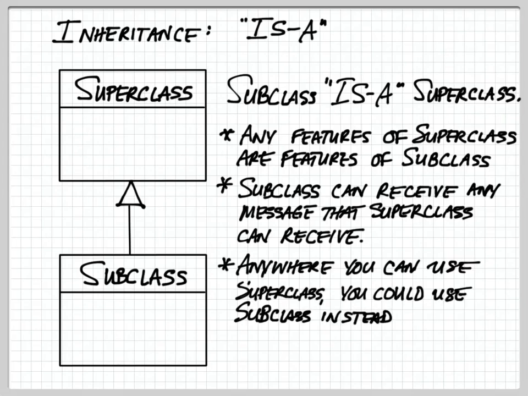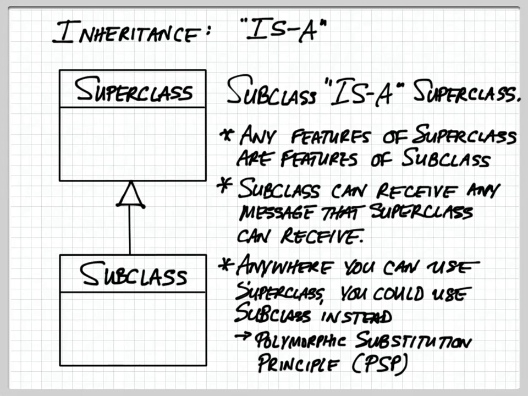And this leads to something that we call the polymorphic substitution principle, which is that anywhere you can use a superclass, you could use a subclass instead. So if you have a method that takes a superclass as a parameter, then you could send an instance of a subclass instead.